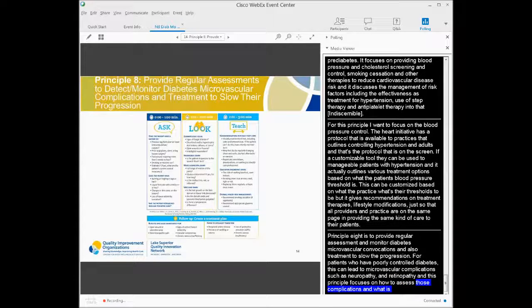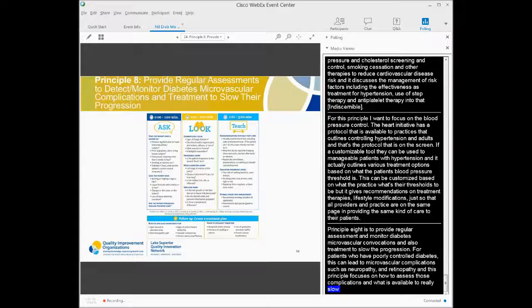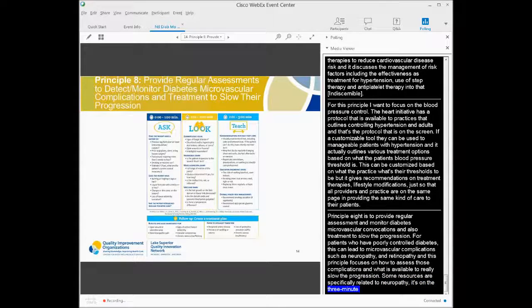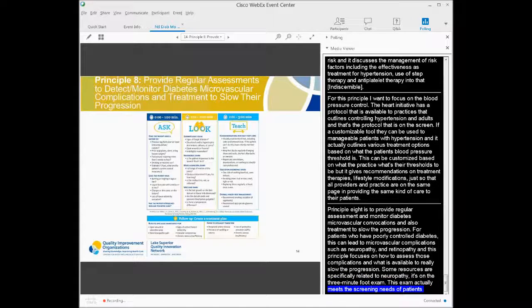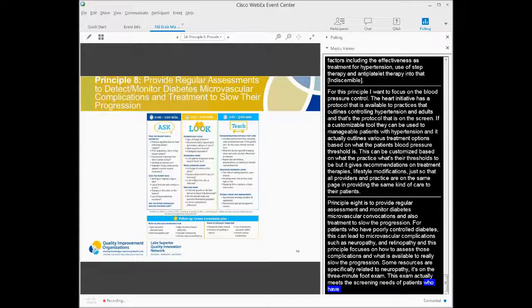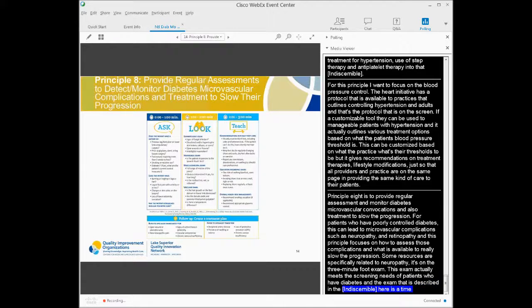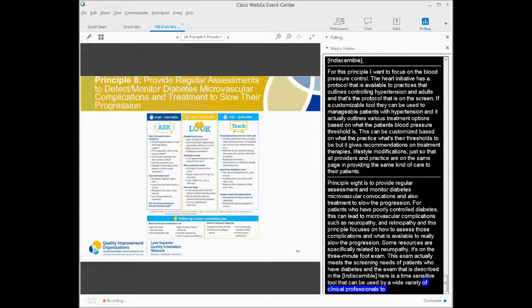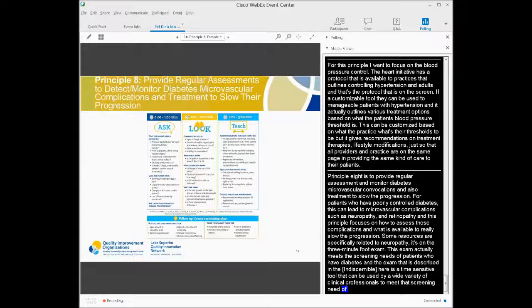Some resources specifically related to neuropathy is on the 3-minute foot exam. So this exam actually meets the screening needs of patients who have diabetes. And the exam that's described in the infographic here is a time-sensitive tool that can be used by a wide variety of clinical professionals to meet that screening need of diabetic patients. And it outlines the steps to take, which starts with asking, looking, and teaching.